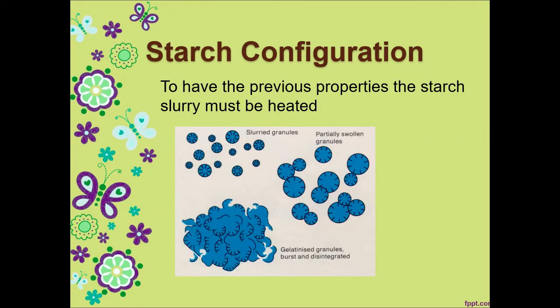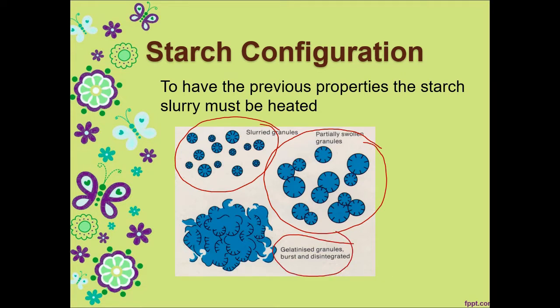Now, to have those three characteristics, which are being soluble in cold water, having adhesive power and having binding capacity, the starch must undergo heating. This figure shows the starch slurry granules, and this is what happens to the granules when you heat them up in the presence of water. It becomes partially swollen because it absorbs water during the heating stage. And then finally, when it becomes more swollen due to the water entering the granules, it will burst. So it bursts and therefore becomes a gelatinized granule.